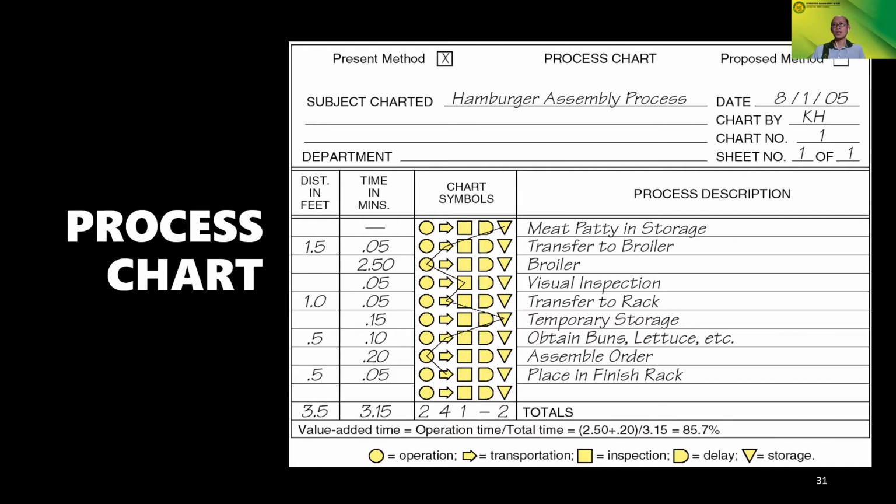As you can see, it starts from meat patty in storage, transfer to broiler, then visual inspection, transfer to rack, then temporary storage, then obtain the buns and the lettuce, then assemble the order, and then place it in the finished rack. You have noticed that there are chart symbols here on the process chart: an inverted triangle, a letter D, a square, an arrow, and a circle. We will go back to this chart. For now, we will get to know first the symbols used in the process chart.